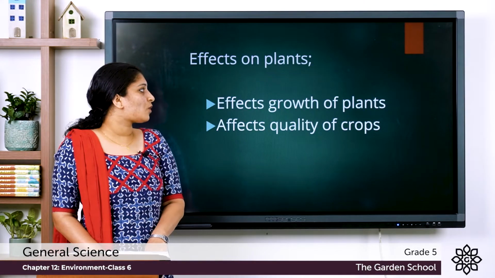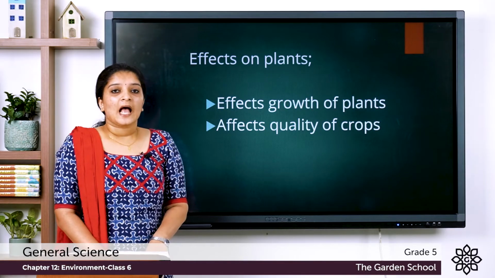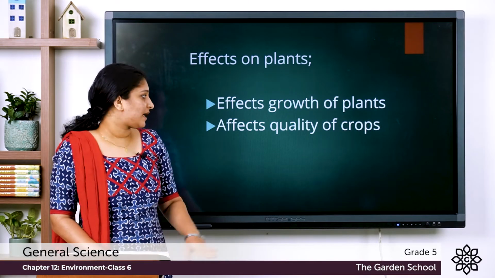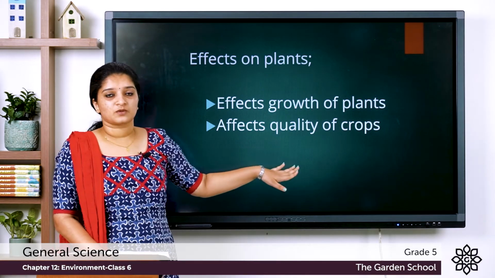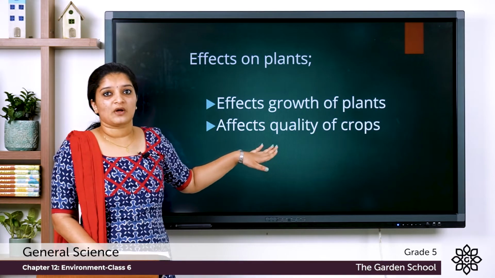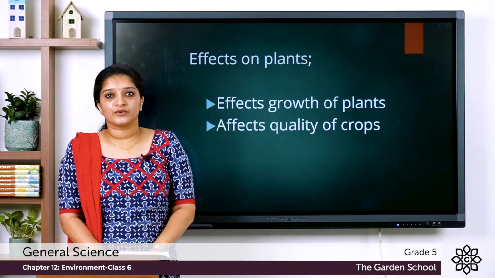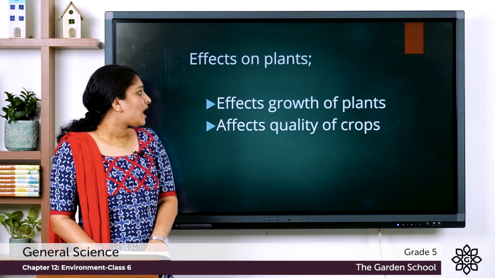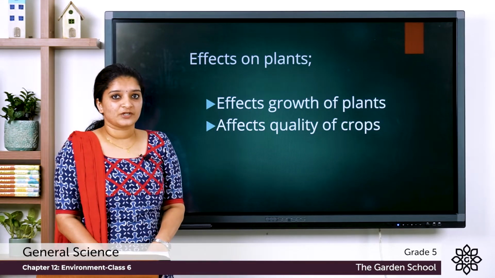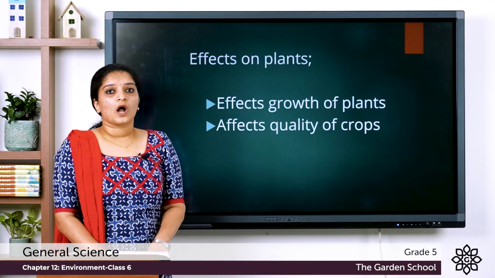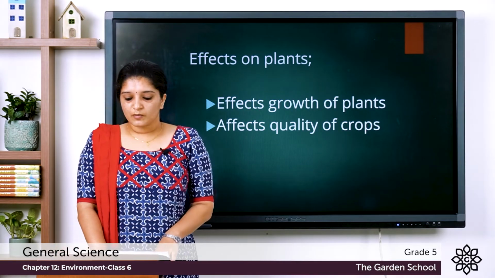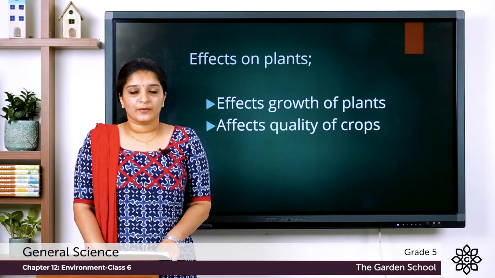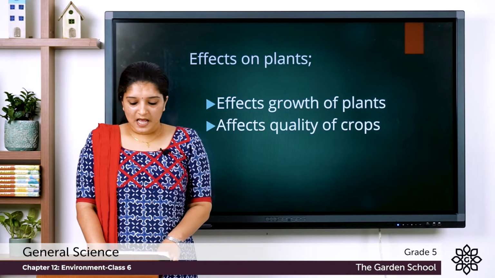Now let's see the effects of noise pollution on plants. First, it affects the growth of plants in a negative way, and in the agricultural context, it affects the quality of crops. So the effects of noise pollution on plants include affecting the growth of plants in a negative way, as well as the quality of crops. These are some of the effects of noise pollution on human beings, plants as well as animals.